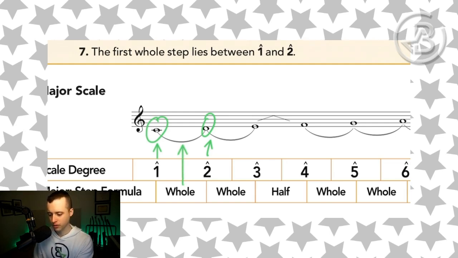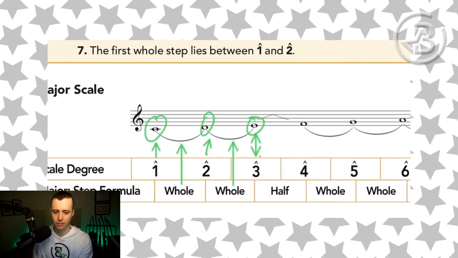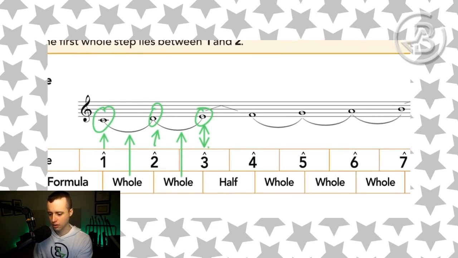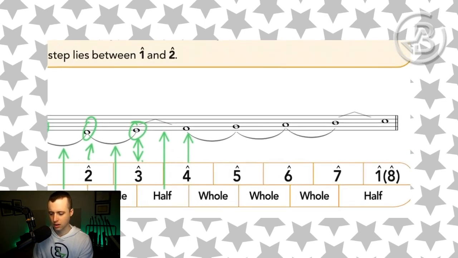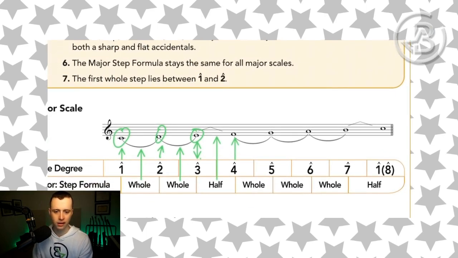And between scale degree 2 and scale degree 3, sure enough, we have a whole step. And between scale degree 3 and scale degree 4, sure enough, we have a half step. And we keep on going up that way. 4 to 5, whole step. 5 to 6, whole step. 6 to 7, whole step. 7 back to 1 is a half step.